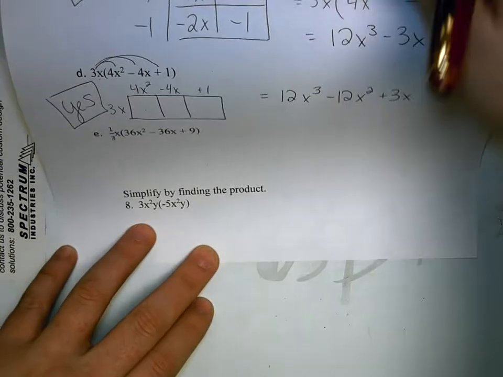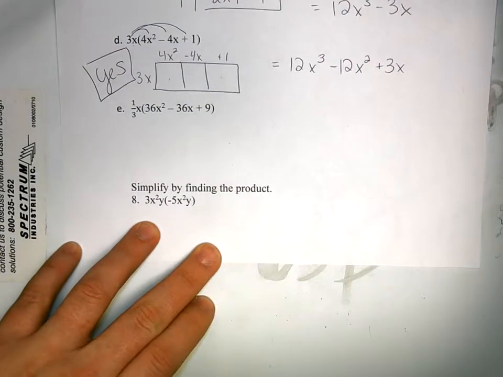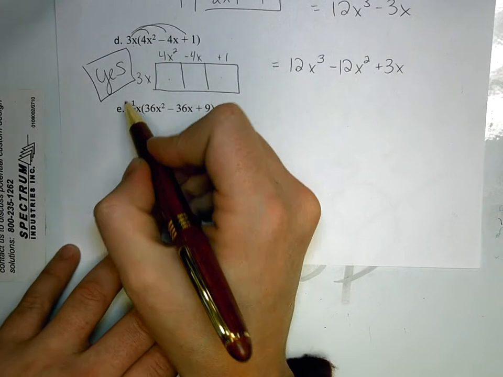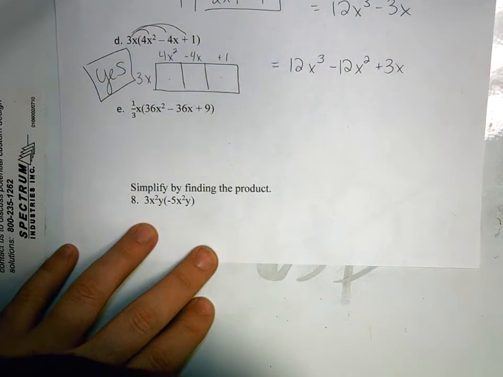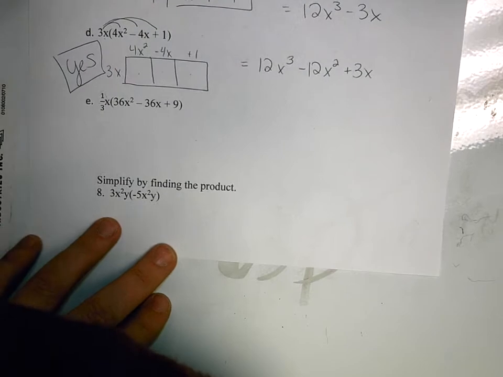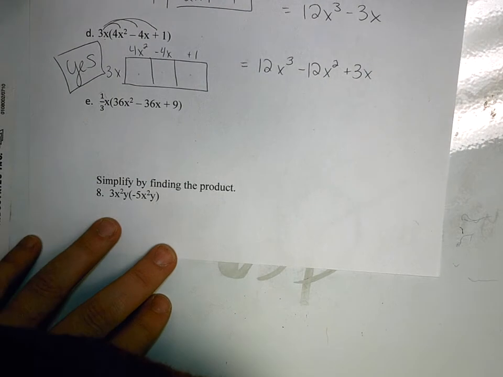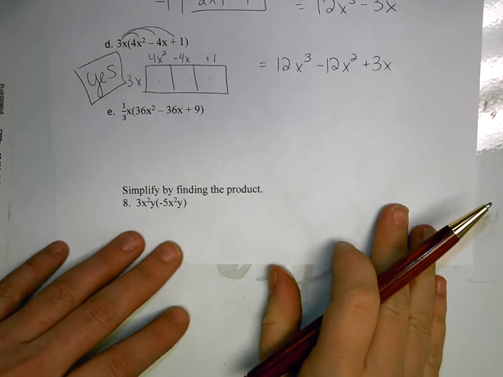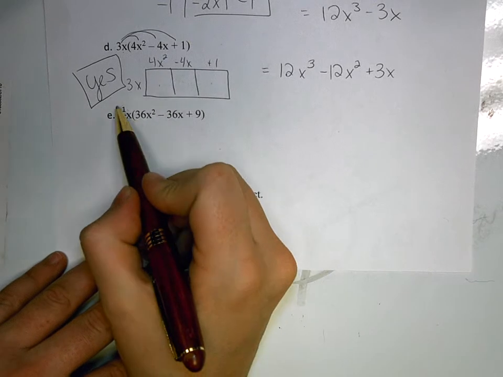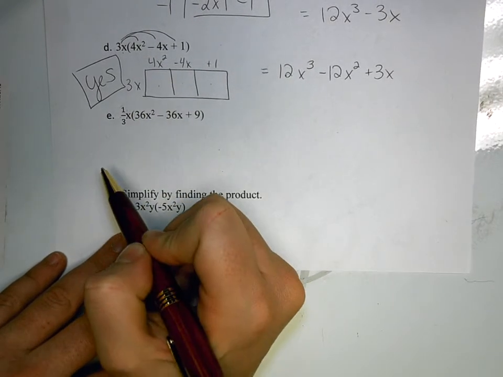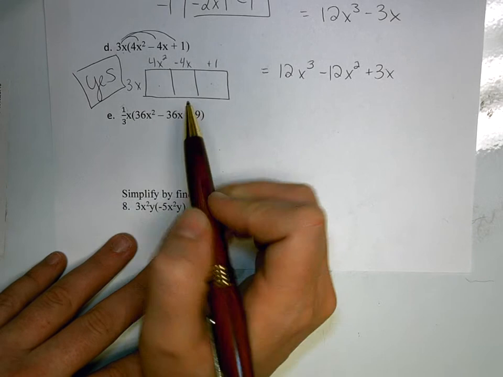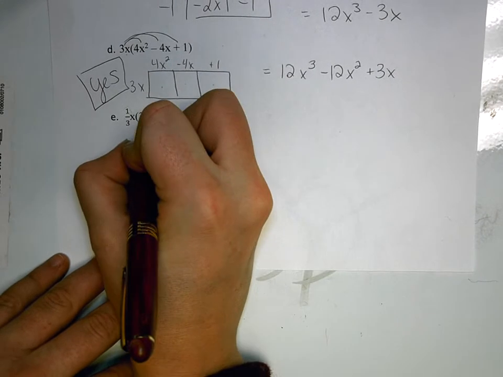For my next problem, I have a fraction out in front. You can always multiply by your numerator and divide by your denominator, as long as your fractions go in evenly. Otherwise you have to represent it as a fraction. But if I multiply by 1, none of these numbers change, but then I divide by 3, since they're all divisible by 3, that makes my job pretty easy.